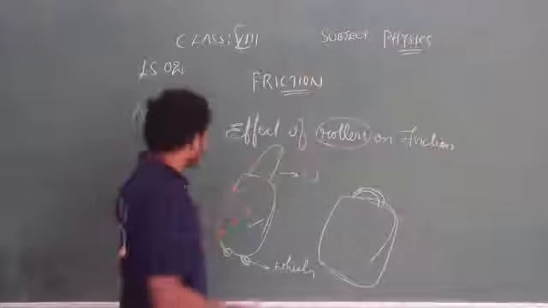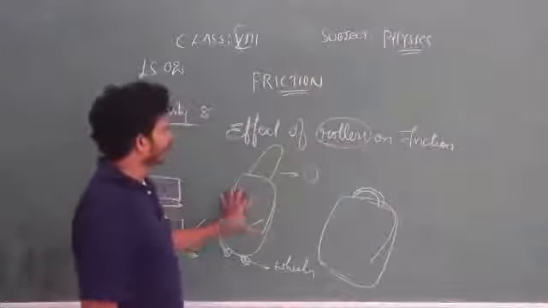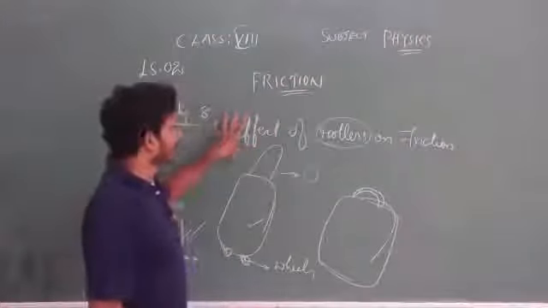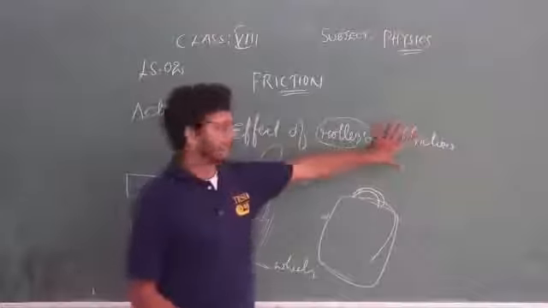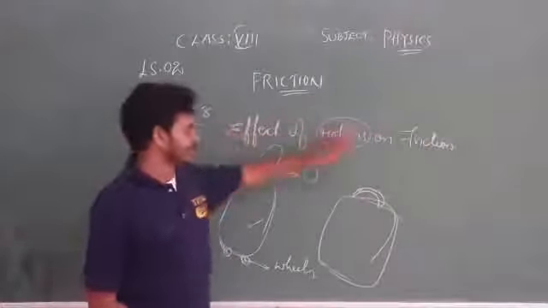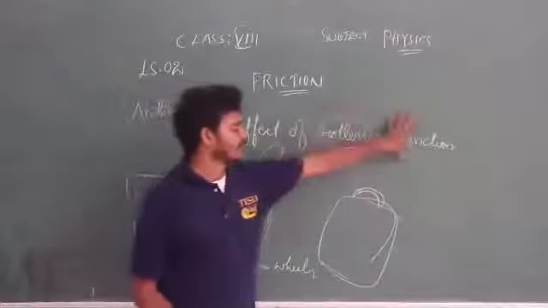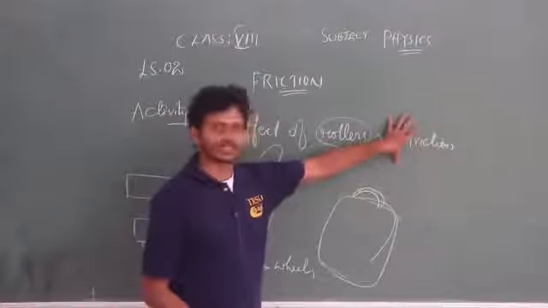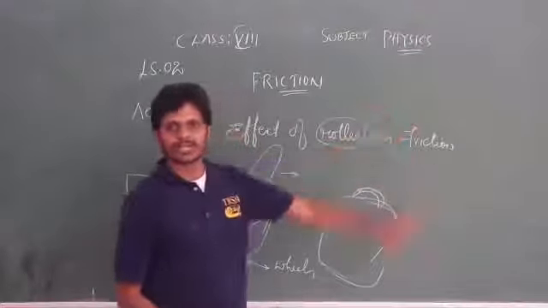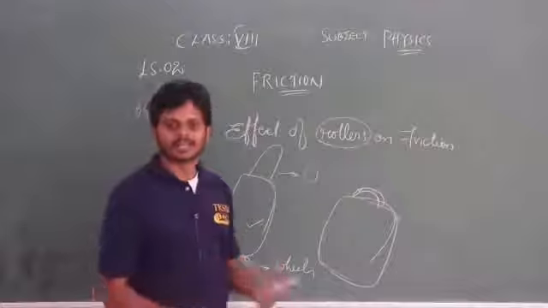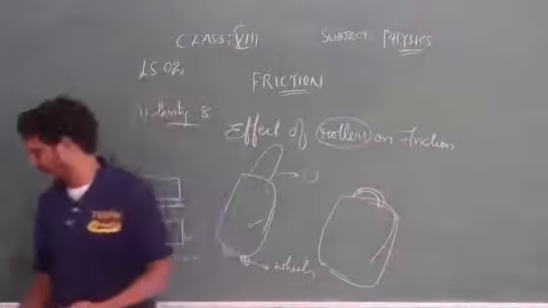So by this example we can say rollers show effect on friction. If rollers are there, friction decreases. If friction decreases, what's going to happen? It can be moved easily. Its speed increases. It can be carried easily.